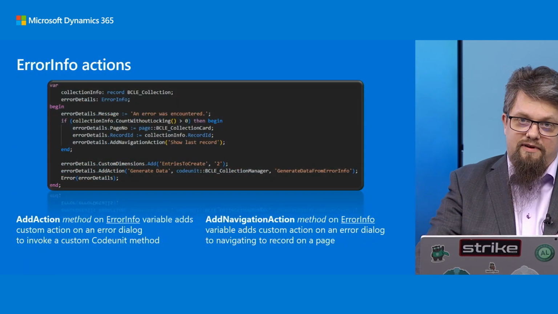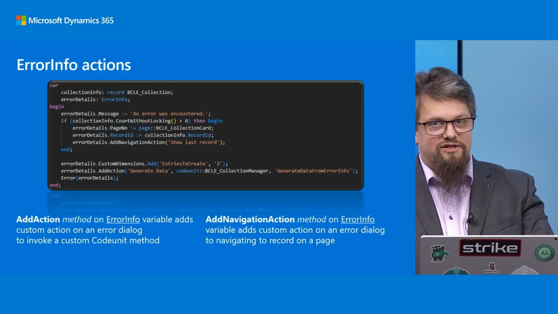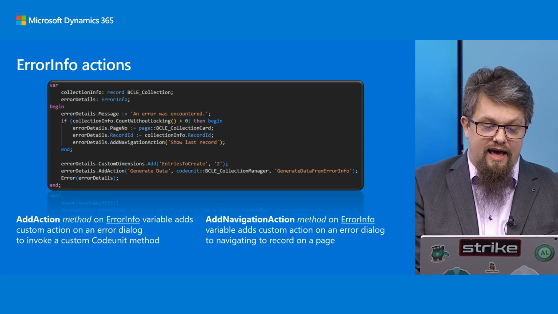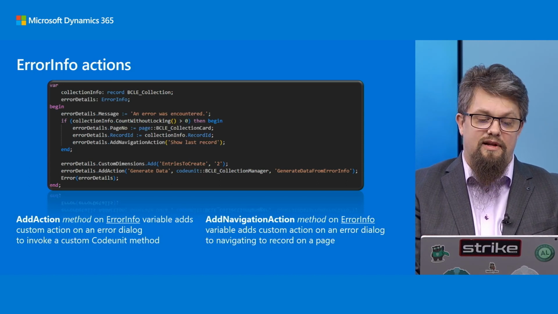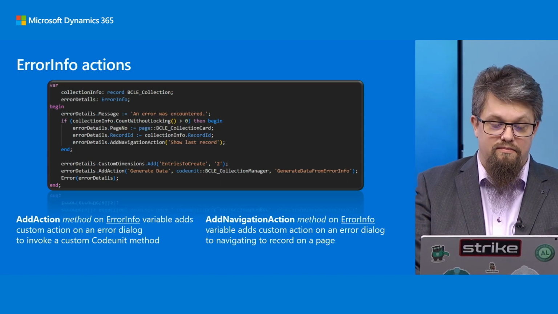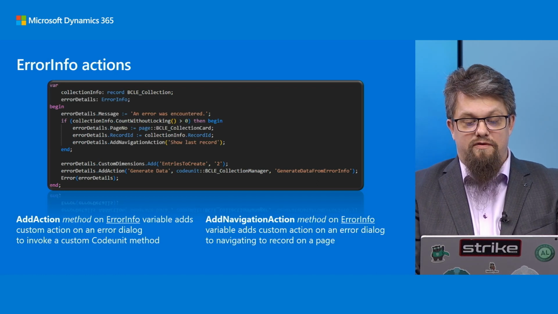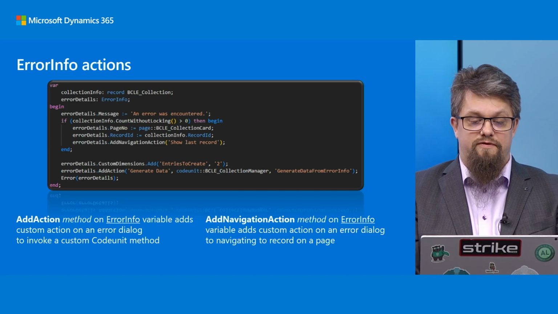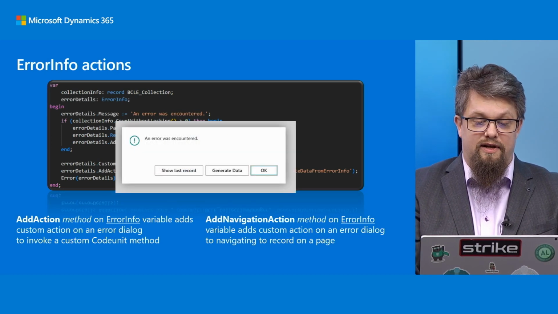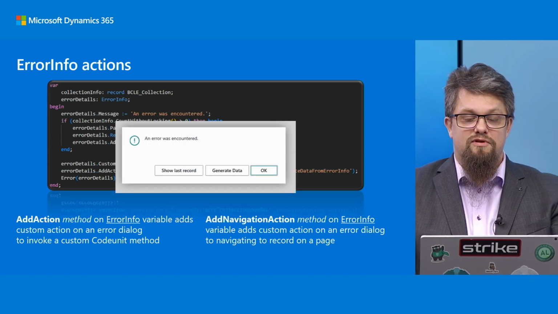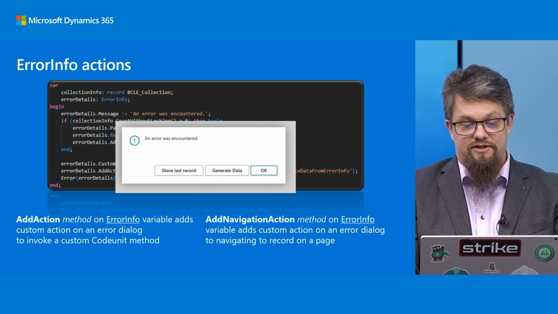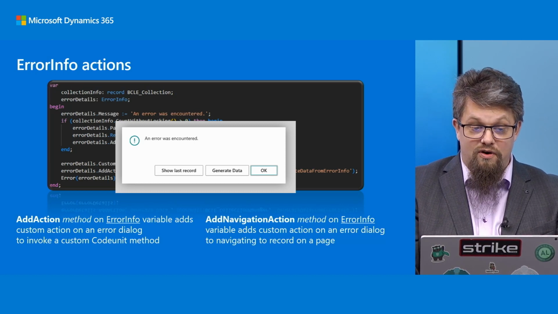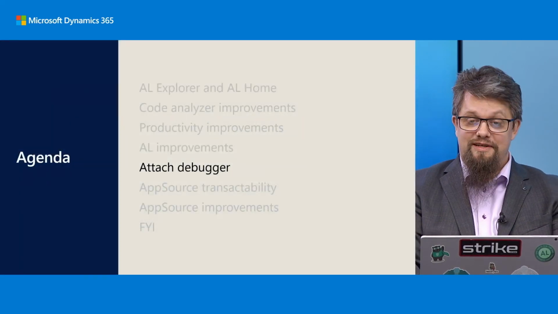On errors, we have a strategy to make errors actionable. In order to do this, we've added two methods. We've added an add action method on error info that allows you to invoke a custom method in a code unit. And we've added the add navigation action that allows you to open a page on a specific record. This would look something like this, giving the user the power to act on the error and actually fix the issues themselves. Talking about errors, let's talk about the debugger.